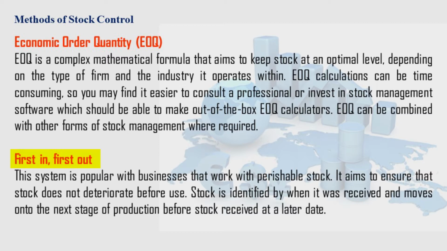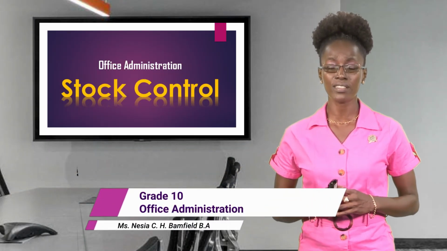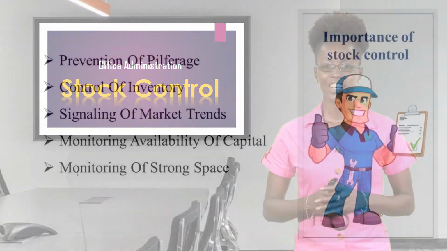First in, first out. This system is popular with businesses that work with perishable stock. It aims to ensure that stock does not deteriorate before use. Stock is identified by when it was received and moves into the next stage of production before stock received at a later date. Now let us turn our attention to the importance of stock control.